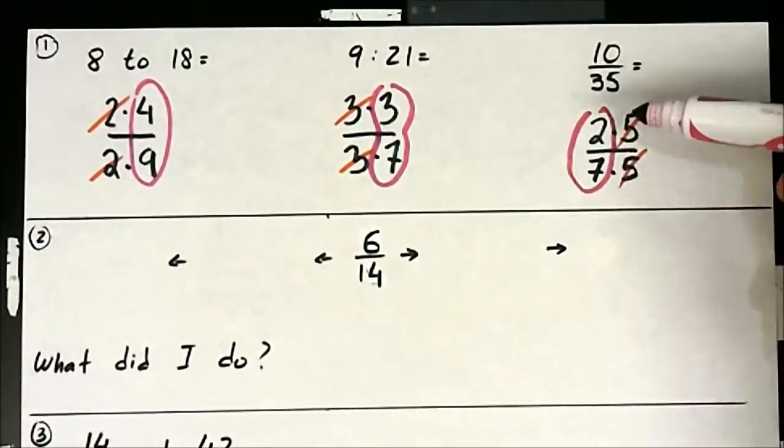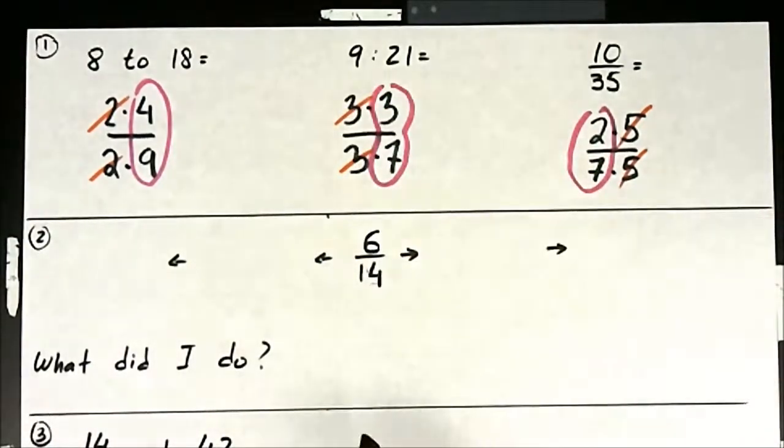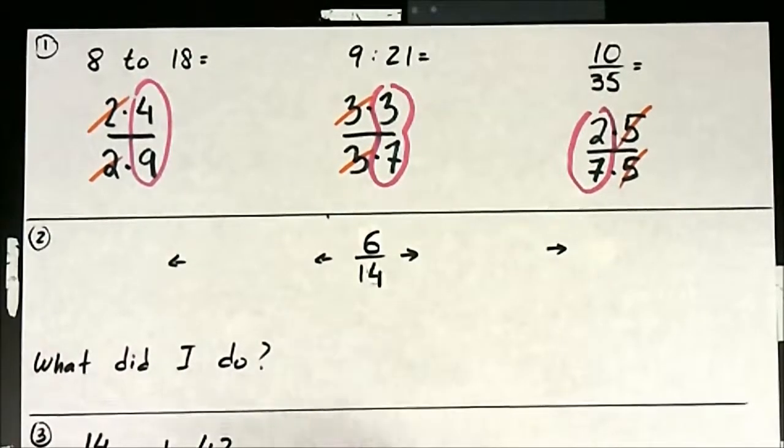2 over 7 and 10 over 35, it's the same ratio. 3 over 7 and 9 to 21, same ratio. 8 to 18 and 4 over 9, same ratios. They're equivalent ratios. These are just the simplest forms. Questions?